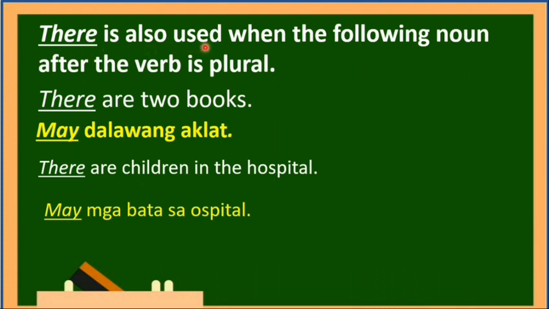There is also used when the following noun after the verb is plural. Ang sabi, ang there daw ay ginagamit kapag ang kasunod na noun pagkatapos ng verb ay plural. For example, there are books. May dalawang aklat. Itong books natin ay plural, kaya ang ginamit dito ay there. Next, there are children in the hospital. May mga bata sa hospital. Ang there natin dito ay katumbas ng may sa Tagalog.